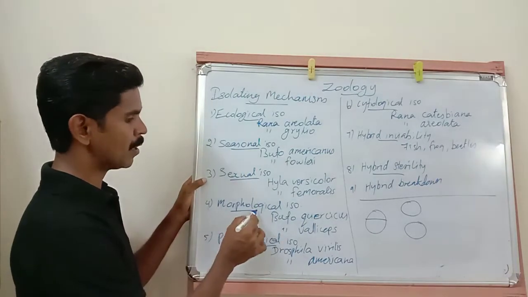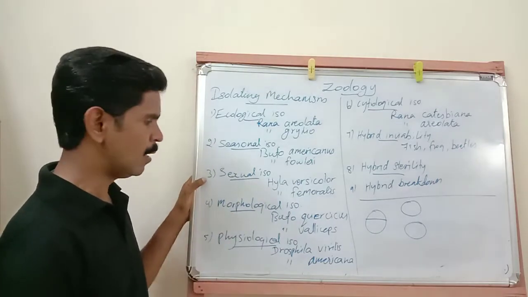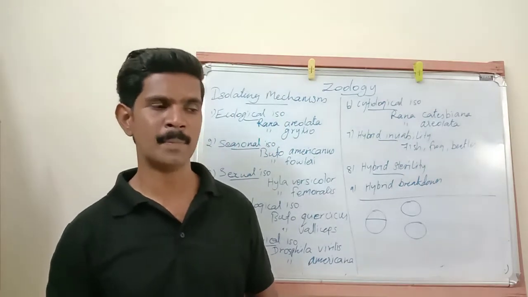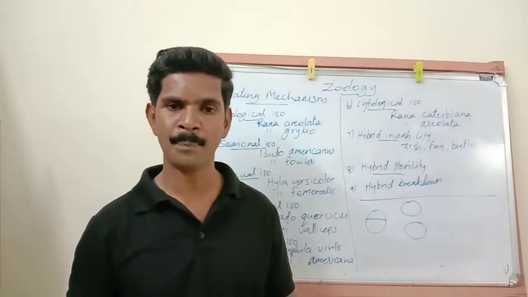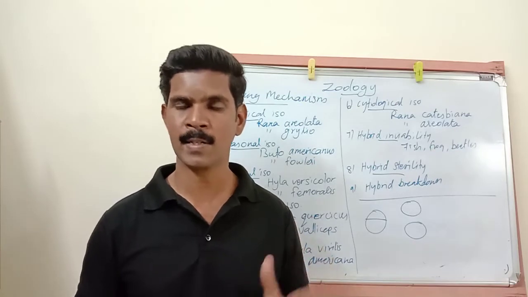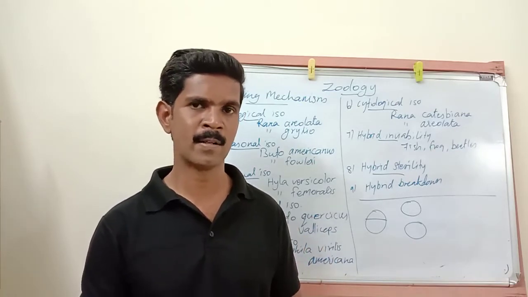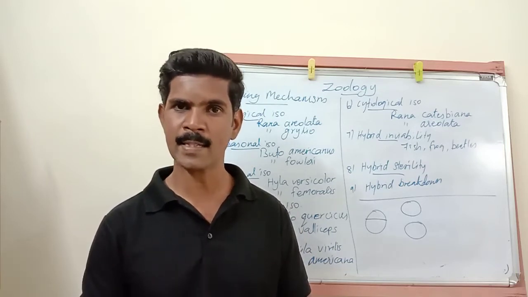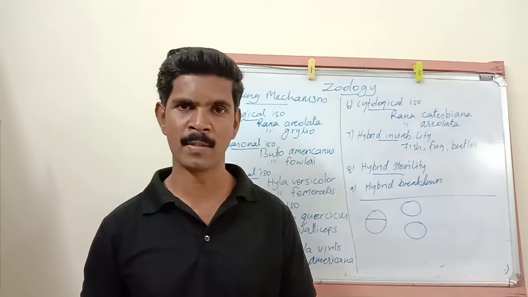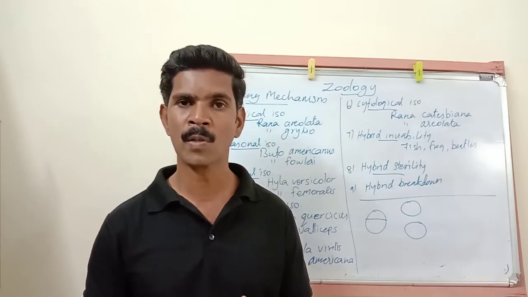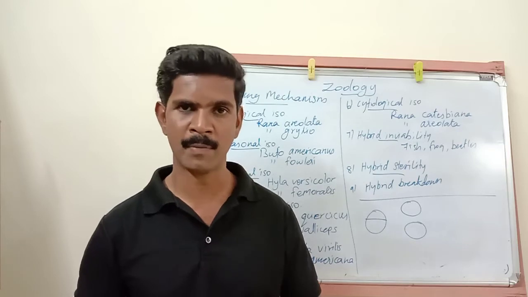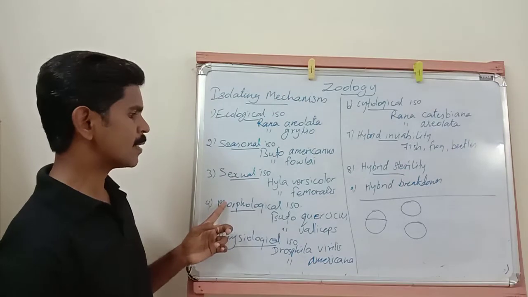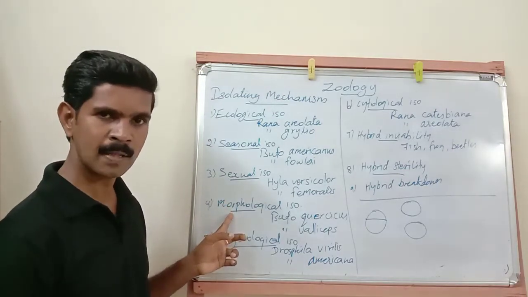Then the fourth one is morphological isolation. Morphological isolation means that because of differences in the size of the external genital organs, that is, the external reproductive organs, the interbreeding between two closely related species is arrested or prevented. Understand? So this is called morphological isolation.